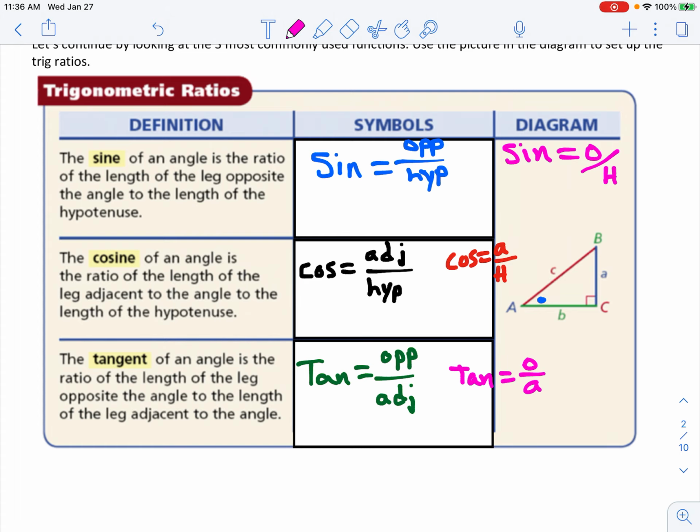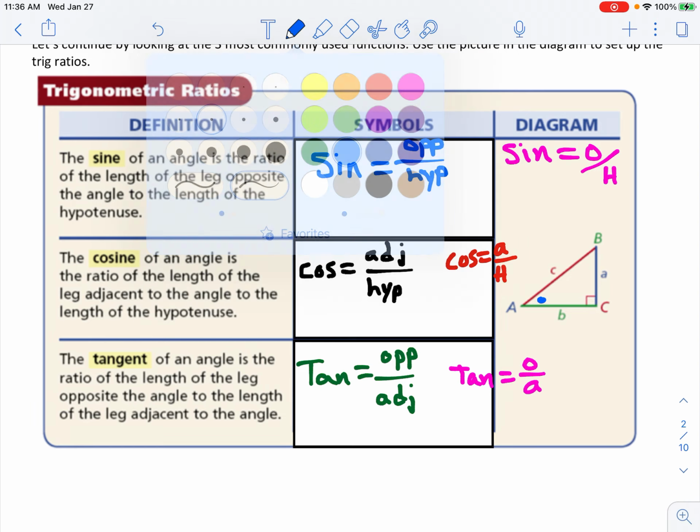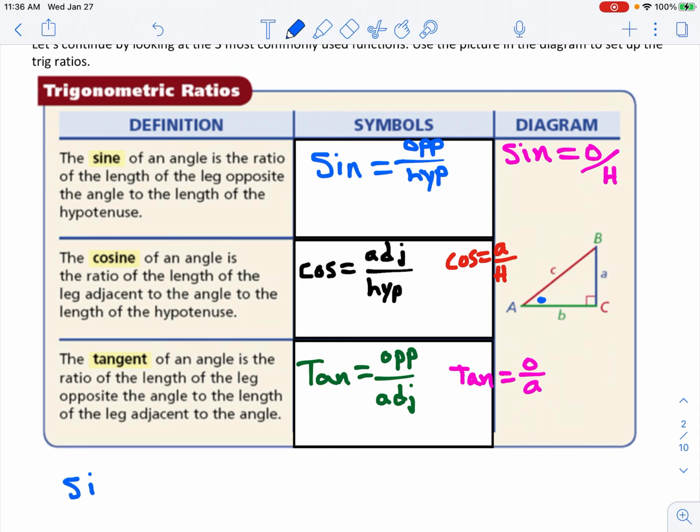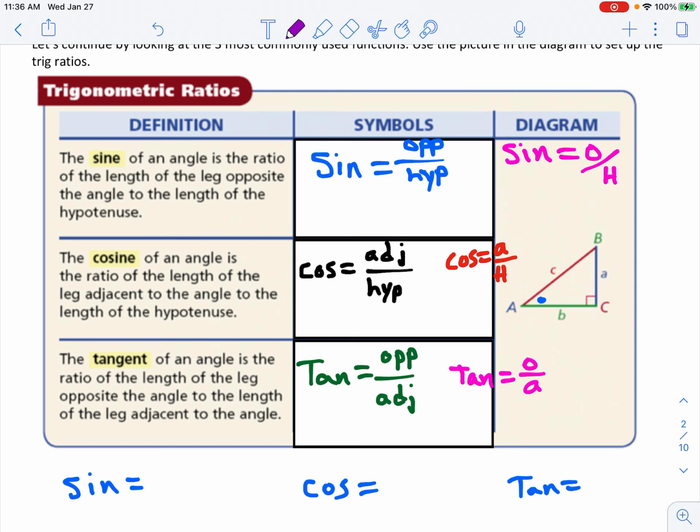Let's say we're looking at that picture of the triangle they gave us, and they ask us to come up with the fraction for sine, the fraction for cosine, and the fraction for tangent. Here's how this works. They will give us an angle to start at. Let's say they said angle A, so let's put a dot by A. We're going to label our sides to come up with the ratios based on the function.